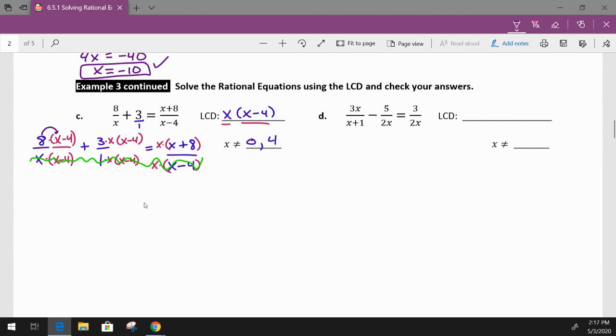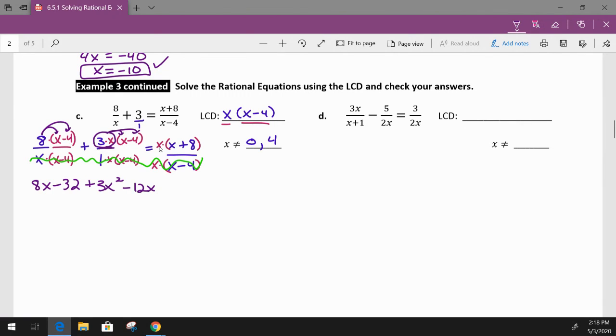You have to distribute the 8, which will then give us 8x minus 32. In this problem, there's a plus sign, so that's good. If it's a minus sign, you need to be careful with your signs. But basically, we have a 3x that we're going to distribute to the x minus 4. So that's going to give us the term positive 3x squared minus 12x.